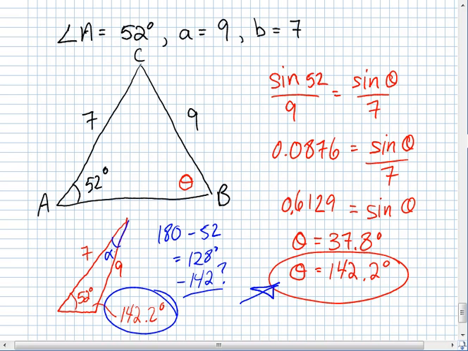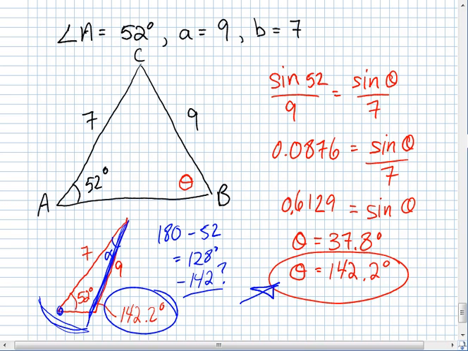This is an example where this line here is too long and it does not connect with this point at all. Okay, or that line there. So that one does not exist. So this is an example where there's only one possible triangle. Those are really good. All right.